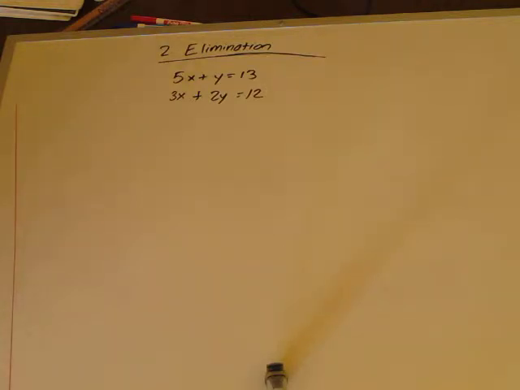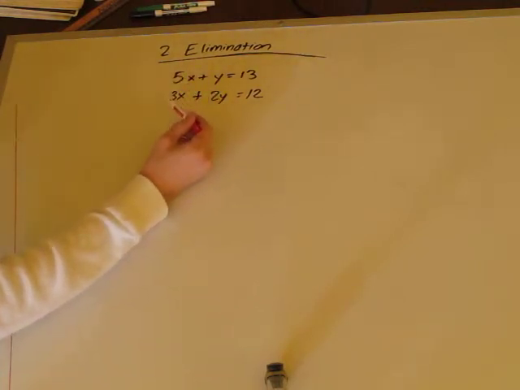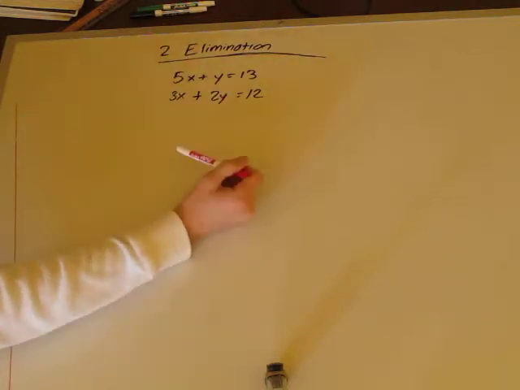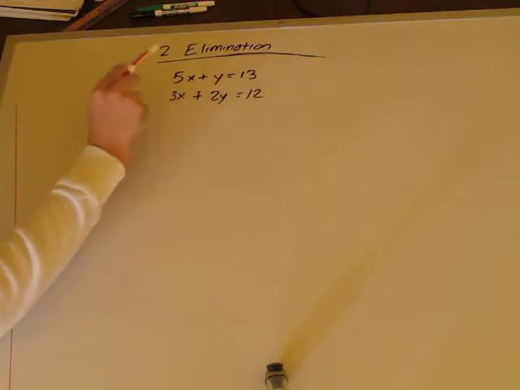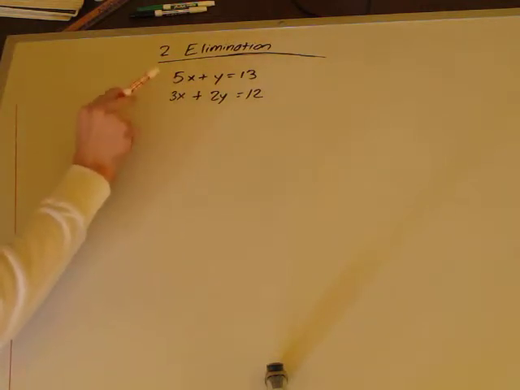Okay, so the first step was to multiply one or both of the equations by a constant or by constants to obtain equivalent equations in which the coefficients of one of the variables is the opposite sign of the other. So what we have right here is a 5 and a 3 for coefficients in front of the x. We can't multiply 3 by anything to get 5. And we can't multiply 5 by anything to get 3 because 3 is smaller.